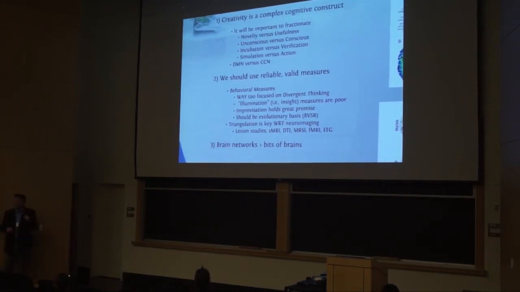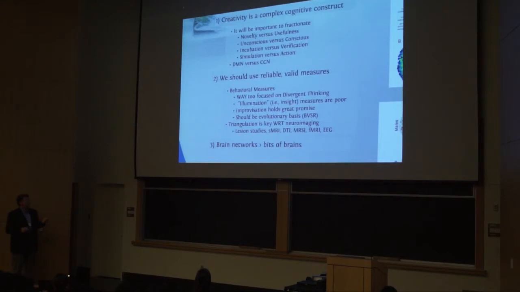Improvisation holds great promise in terms of understanding how the brain works in that incubation and creating things on the fly, and downregulation of one brain network as you're upregulating another one simultaneously. This flipping back and forth between different brain networks, I think, is very important. And triangulation is key with respect to neuroimaging. Over-reliance on fMRI is always a bad idea, in my personal opinion.